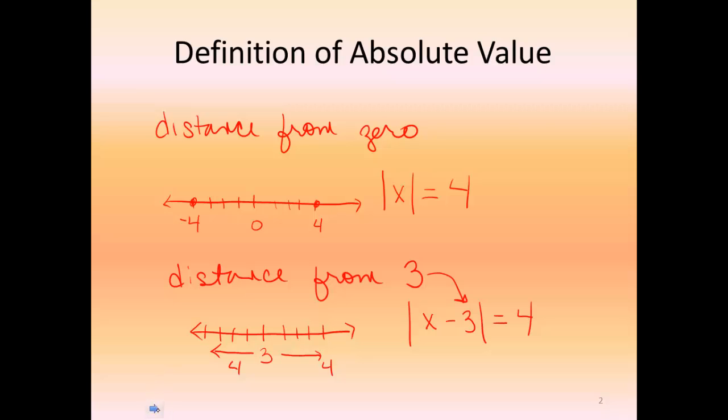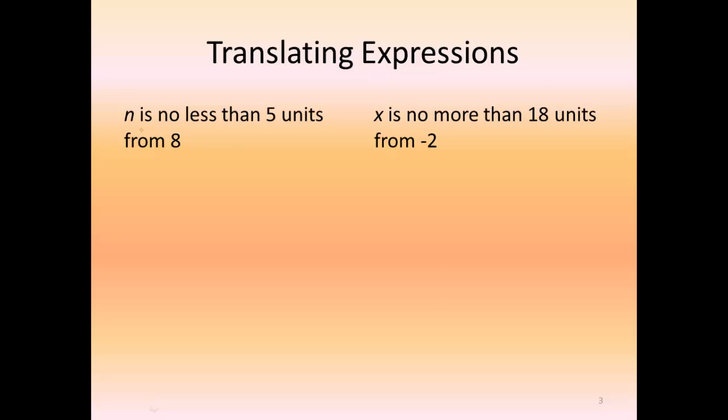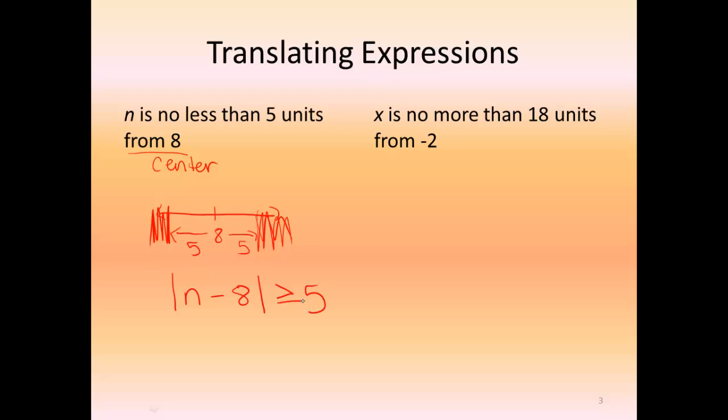And we can use that idea to write some inequalities. So if we translate some basic expressions, we say n is no less than 5 units from 8. And this from 8 tells me where I'm going to center my absolute value. So I want to pick a number that from 8 I am no less than 5 units in either direction. I want to be no less than 5, more than 5 units from either side. And so I'm going to do the absolute value of some number minus 8. That's my center. And I want this distance to be greater than or equal to 5. So there's the translating expression for no less than. It means I want it to be that number or bigger.